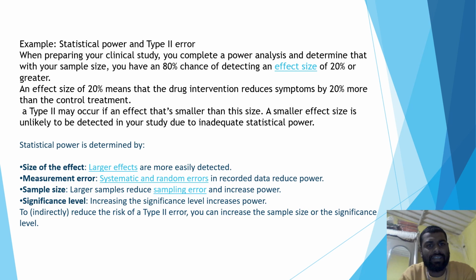Statistical power is determined by the size of the effect: larger effects are more easily detected. Measurement error: systematic and random errors reduce power. Sample size: larger samples reduce sampling error and increase power. Significance level: increasing the significance level increases power. To indirectly reduce the risk of a type 2 error, you can increase the sample size or the significance level.